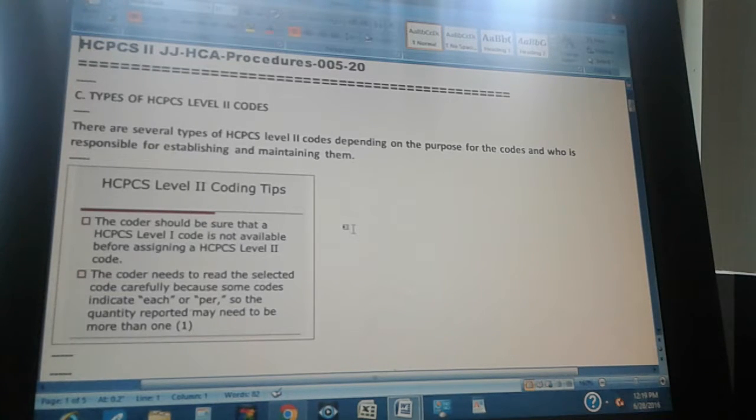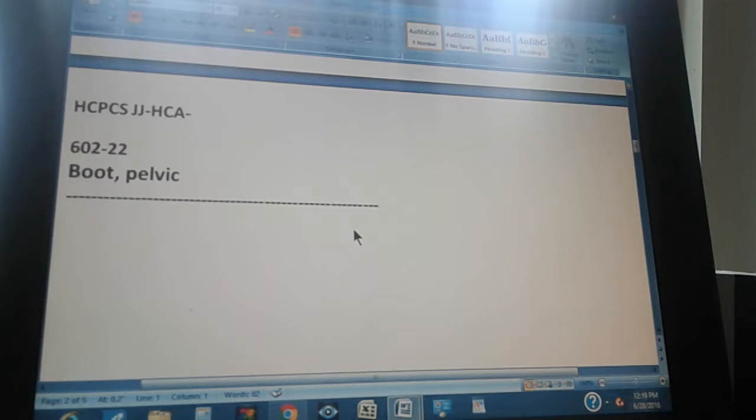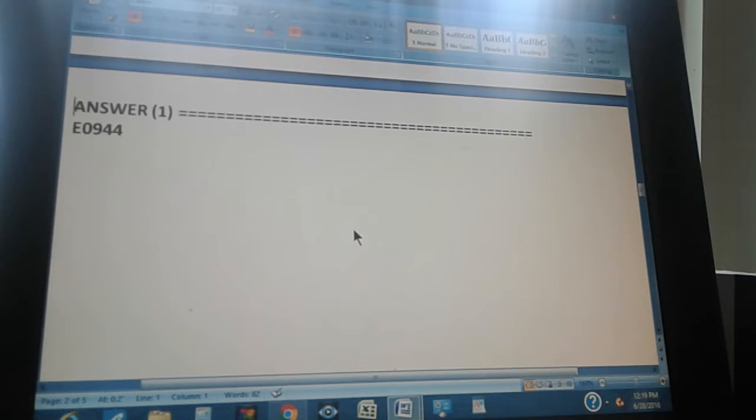So ready, set, go. Okay, HCPCS JJ-HCA, page 602, exercise 22, and it reads like this. Boot, pelvic. A boot is something that covers your feet or your leg, and this is specifically for the pelvis, or pelvic, right? So we're going to count to 3 so you can pause the video and find the HCPCS Level 2 code for a boot, pelvic. 1, 2, 3. Okay, the answer is E0944. If you got that, congratulations.